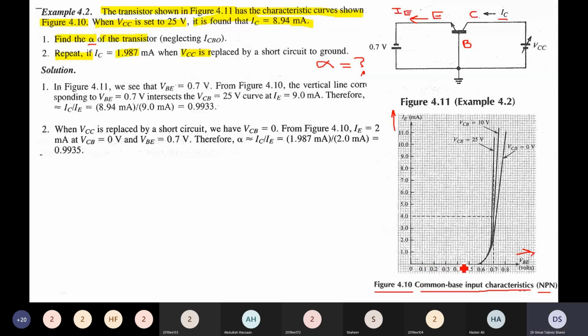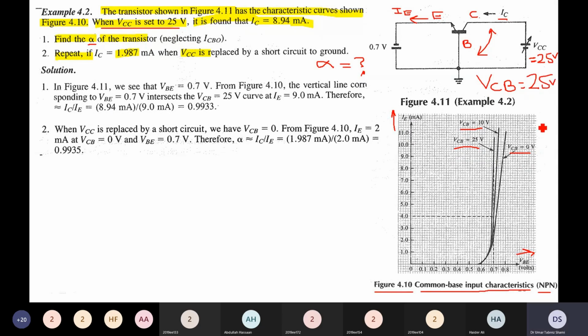Then we have a number of graphs. Each graph is between VBE and emitter current, but for various values of collector base voltage. The first graph is for VCB equal to 0 volt, the second graph is for VCB equal to 10 volts, and the third graph is for VCB equal to 25 volts. Since in part number 1 the applied voltage VCC is 25 volts, as given in the problem statement, and in the circuit we can see that VCC is directly connected between collector and base, VCB is also equal to 25 volts.